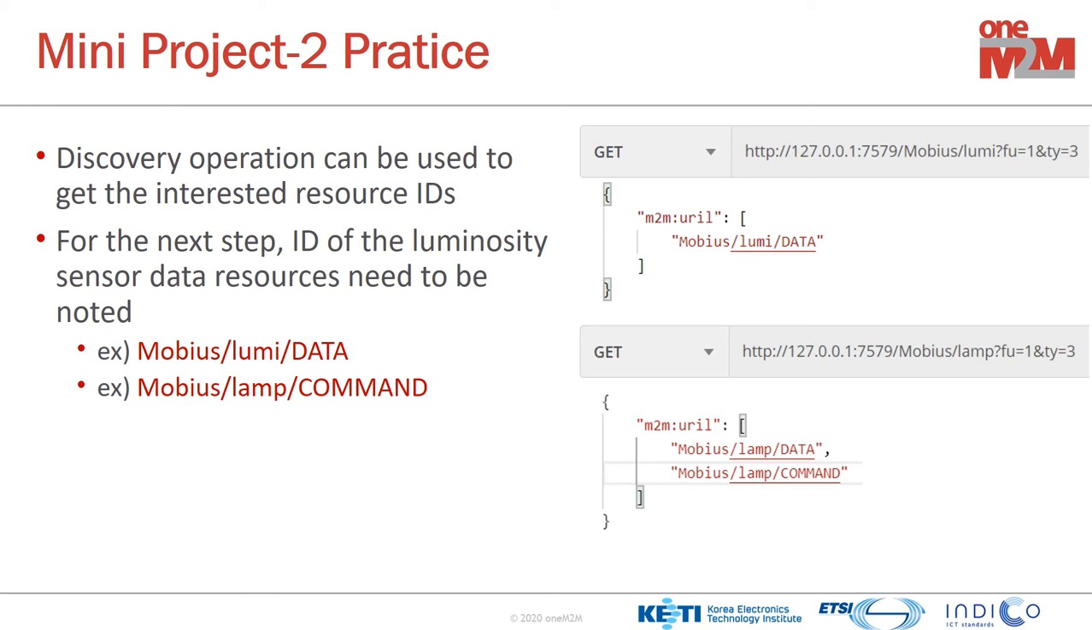And the next step is to get the resource ID of each container and sub-container. For example, we will send the command to the lamp like this. So we can note that one, and we will send the subscription creation to the luminosity data, and we will send the actuation to the lamp's command container. So let's do this with the Postman.